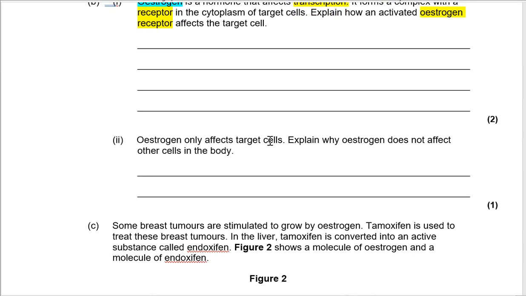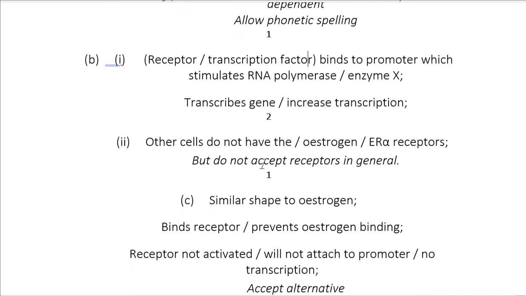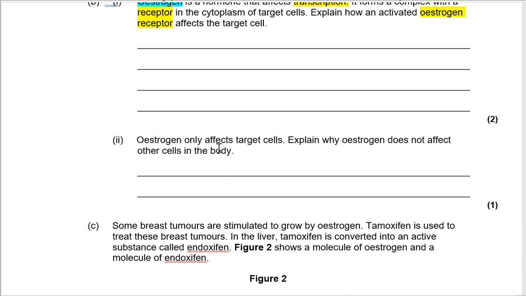Estrogen only affects target cells. So target cells, I mean the cell that it wants to affect. Why does it not affect other cells in the body? So let's say estrogen affects the endometrial cell of the uterus. Why will it not affect, let's say, your heart cell? Again, it's all about specificity, similar shape. So we know, easy mark in here, we can say the other cells don't have the transcription factor, the estrogen receptor.